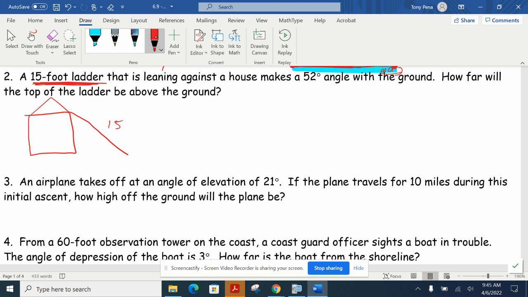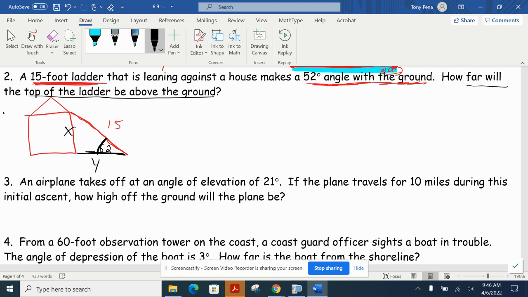As it leans against the house, it's going to make a 52-degree angle with the ground. So here is our ladder, and then here is our ground. So the ladder and the ground will make a 52-degree angle. So that's this guy. And then the question is asking you, how far will the top of the ladder be above the ground? So let me again give you two variables because now we don't know this side, we don't know that side. If I am asking you how far will the top of the ladder be above the ground, what are we looking for, the X or the Y?